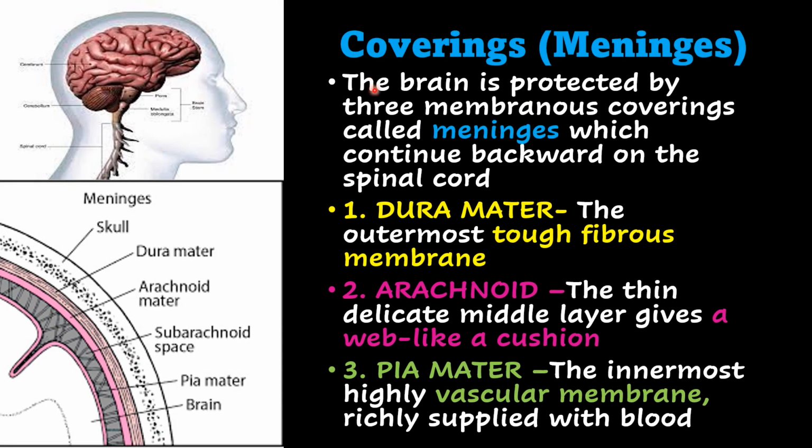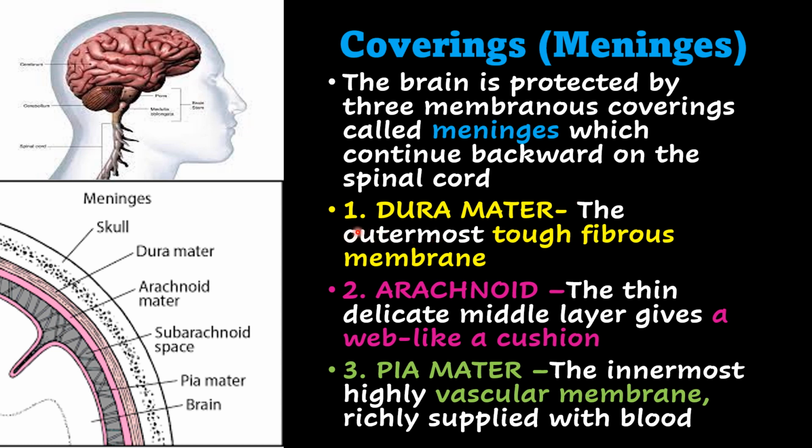The outer covering of the brain we call the meninges. The brain is protected by three membranous coverings, which all together we call the meninges, which continue backward on the spinal cord. The meninges covering we can see in the spinal cord also. Mainly three layers are there in the meninges. Yes, three membranous coverings.